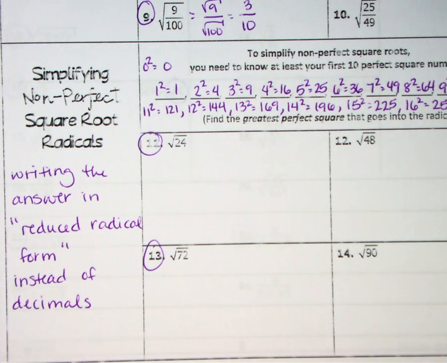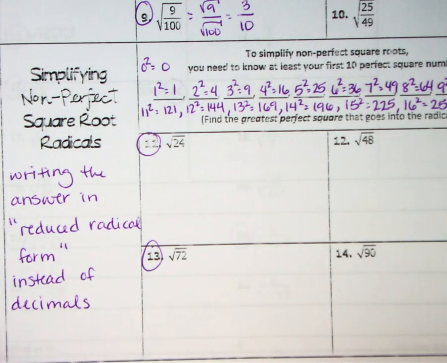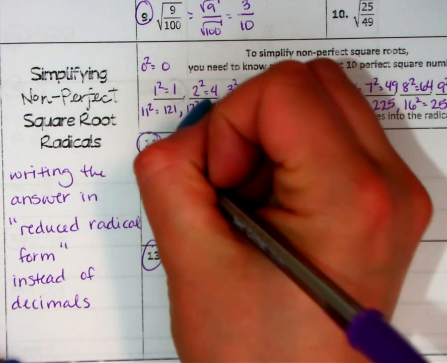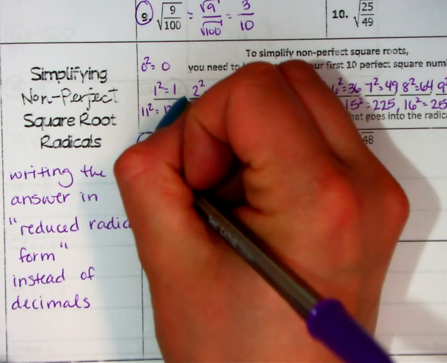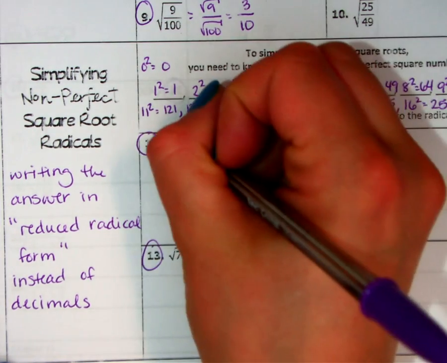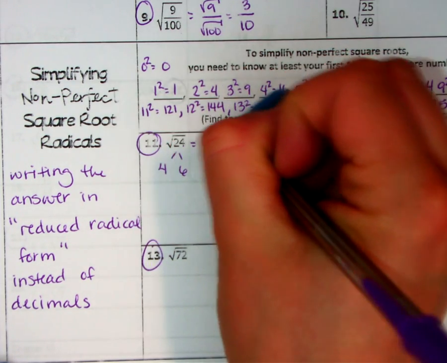The basic idea behind getting a radical expression into reduced radical form is that you want to take the number and break it down into factors, and try to find these perfect squares hidden among the factors. So for example, it helps a lot of times if you do a quick factor tree. 24 breaks down into 4 times 6. So what that means is I can rewrite the square root of 24 as the square root of 4 times 6.